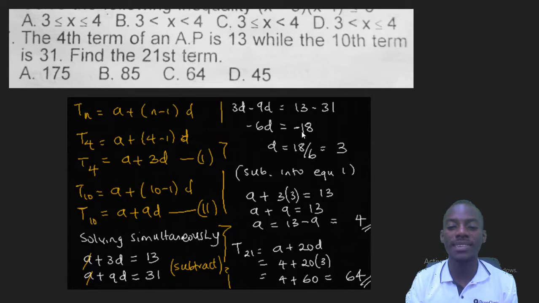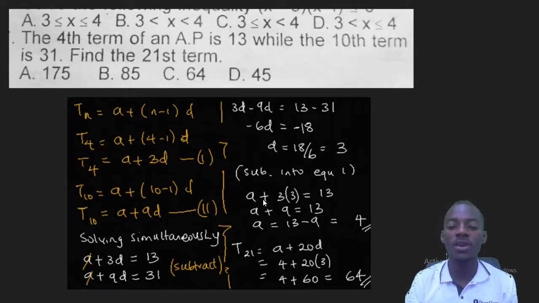Then divide both sides by 6. 18 over 6, d is 3. And that is the answer: d is 3. Now substitute into equation 1. Having gotten your common difference d, substitute it into equation 1, which is a plus 3d equals 13. So when you see your d, put 3, because d is 3.